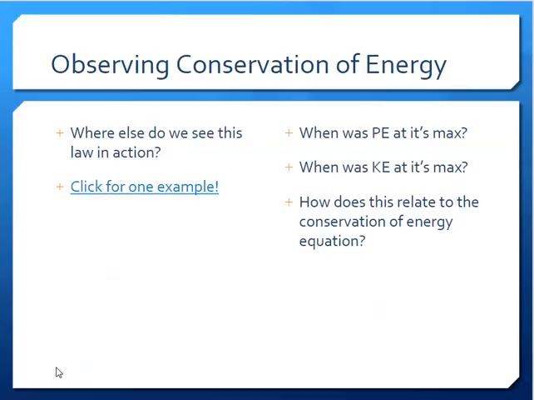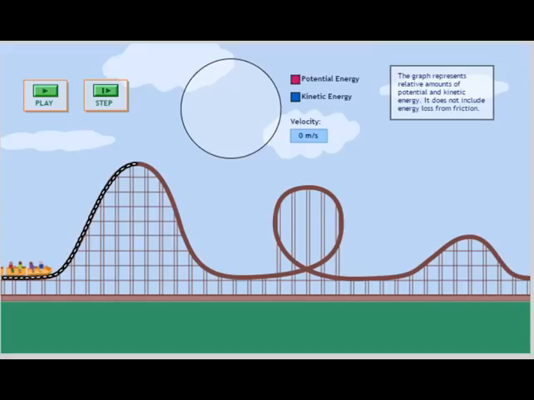After students altered their data, I would ask them to relate their findings to the real world. Once they came up with their own examples, I would show them mine. My example is a roller coaster. So the link would open this simulation here, and I would play this for them. And this shows the relationship of kinetic to potential energy in the system.